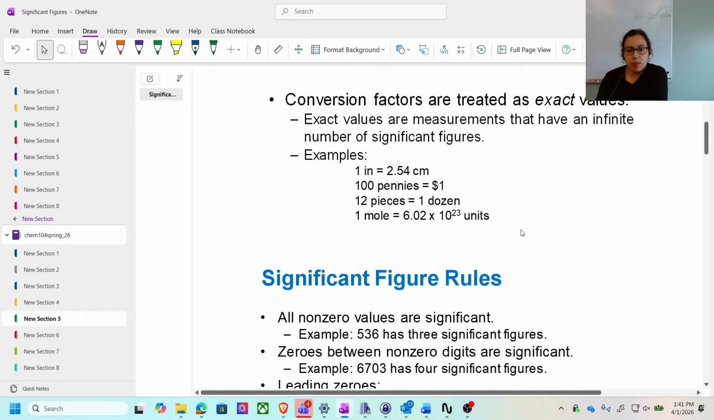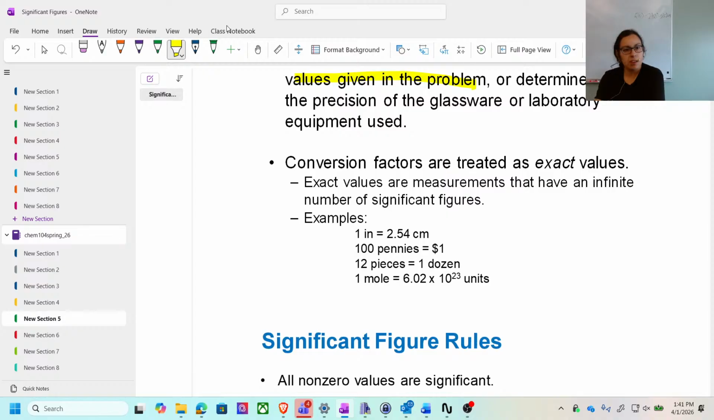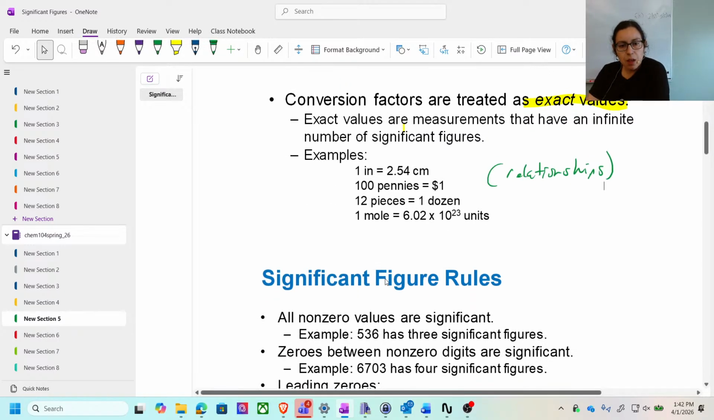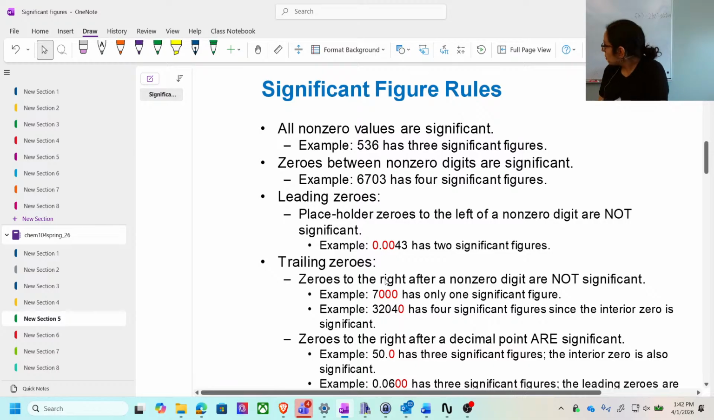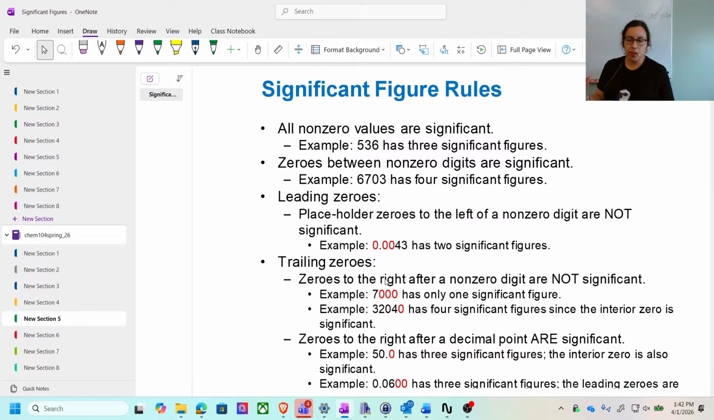First of all, we start with, what's treated as exact? Conversion factors are always treated as exact values, which just means you don't include them. You don't even think about them when determining how many sig figs for our calculations. And then we just give examples. Again, just relationships. All right, so those don't count. Well, what are sig figs? Let's go through these rules, and we'll talk about them, and it'll make more sense as we practice, and then you go to lab and see it physically, and then do it again.